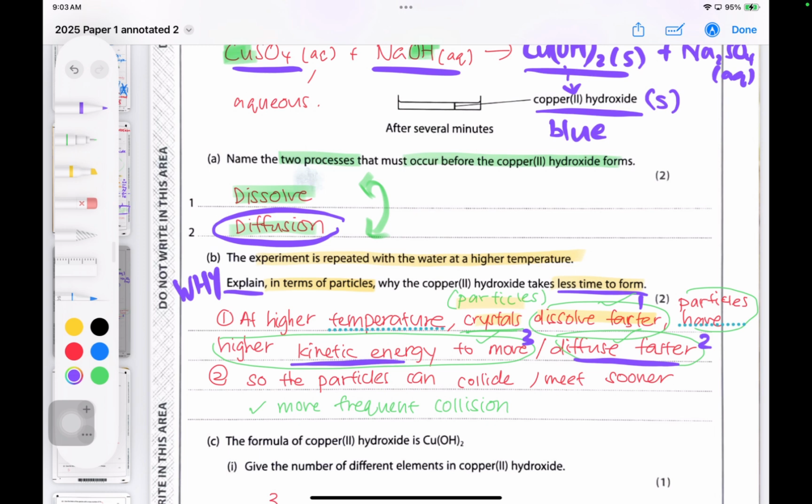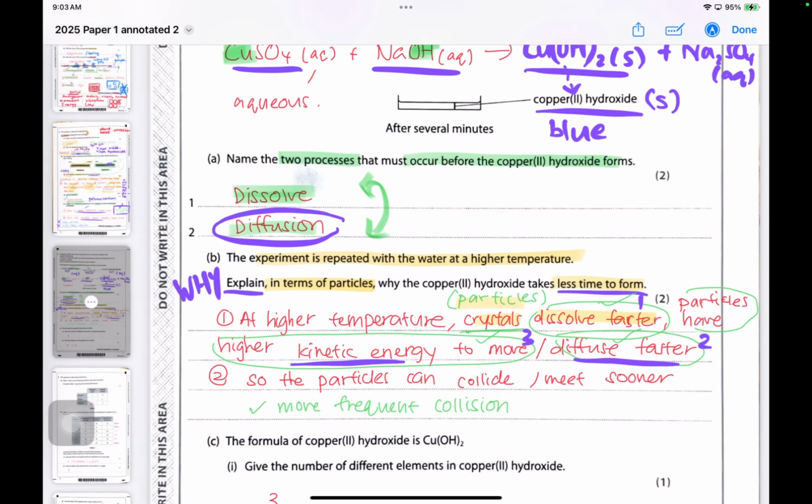And for those of you who have learned the chapter on rate of reaction, this statement of particles having higher kinetic energy at higher temperature makes a lot more sense, doesn't it? It feels like there's less memory work over here. So that would be how you score your first mark.